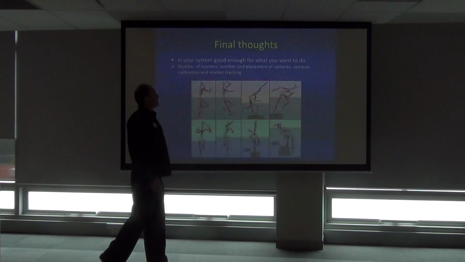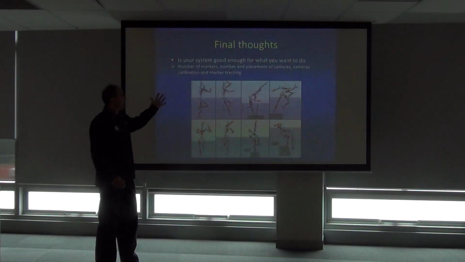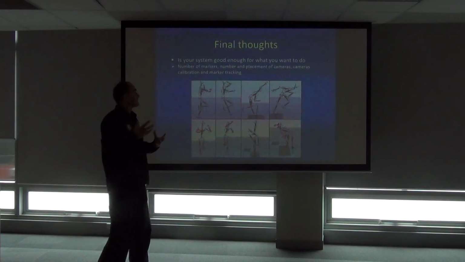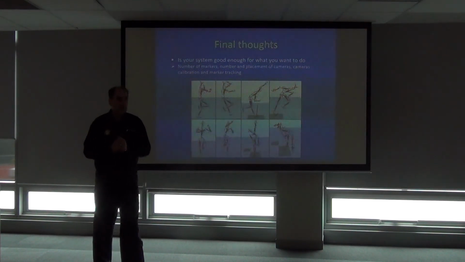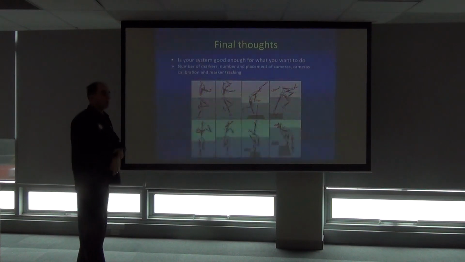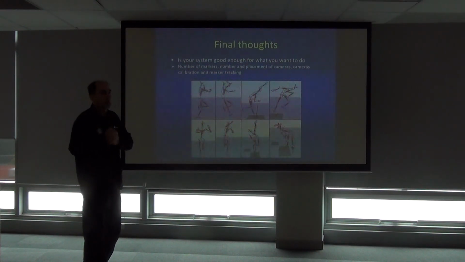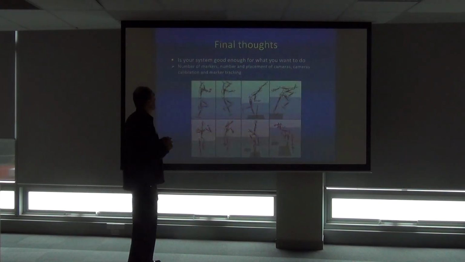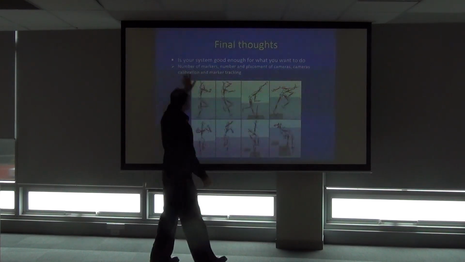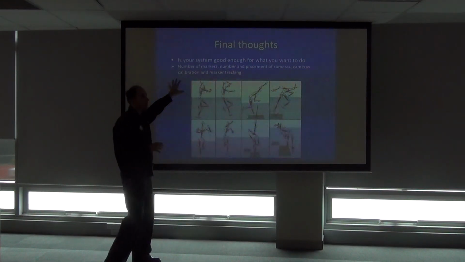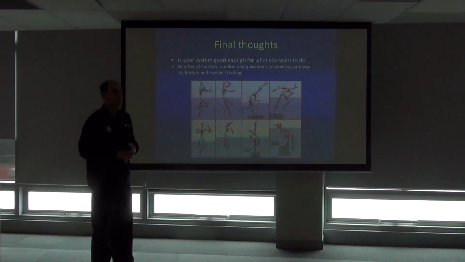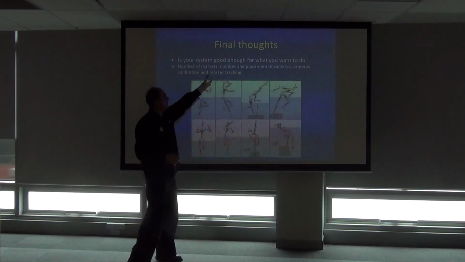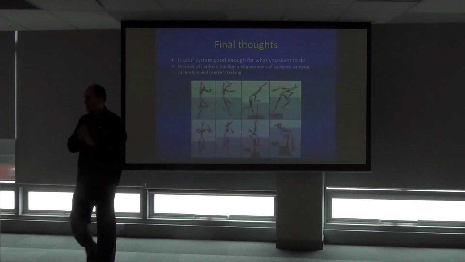And then is your system good enough for what you want to do? So the number of markers, placement of markers, and the cameras and the calibration and the marker tracking. A modern system, yeah, it should be. If you've got a 10, 12 camera modern motion analysis system, the camera calibration, the quality here should be fine. The only thing that could be a bit iffy from one setup to another is the marker tracking and how well that's done.